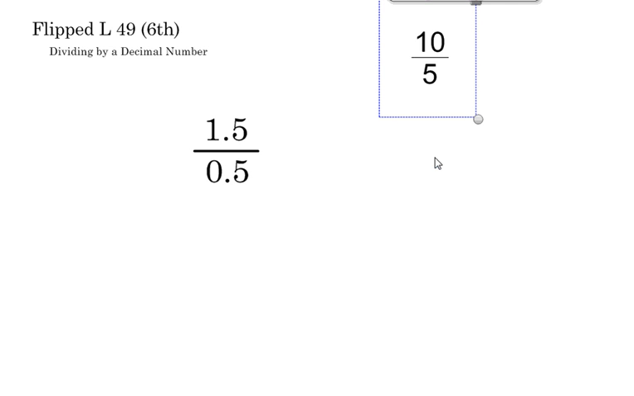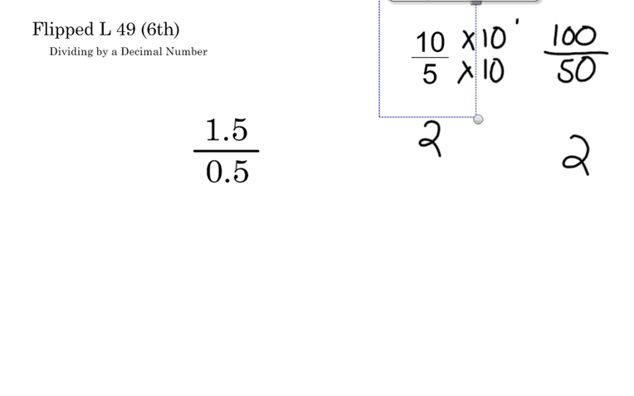You can look at this problem up here. It says 10 divided by 5. If I were to take 10 and multiply by 10, it gives me 100. And also multiply the bottom by 10 to give me 50. As I look at those two things, they really are the same problem, right? 10 divided by 5 equals 2, just like 100 divided by 50 equals 2. Even though I multiplied top and bottom by 10, in essence, I multiplied by 1. I got the same answer.